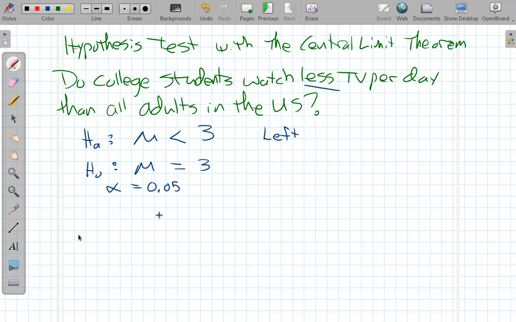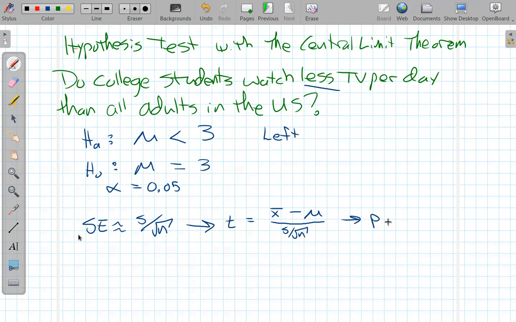And what else? Central limit theorem tells me a couple of things. To do a hypothesis test, I need a standard error. And the standard error is approximately the sample standard deviation divided by the square root of the sample size. Based on that, we can calculate the test statistic, or the standardized test statistic, and that's going to be a t-score for a mean, and that's the sample statistic, the sample mean, minus the population parameter mu divided by that standard error, which is s over the square root of n. Based on that t-score, we can then calculate a p-value.